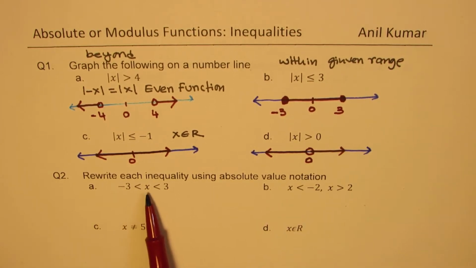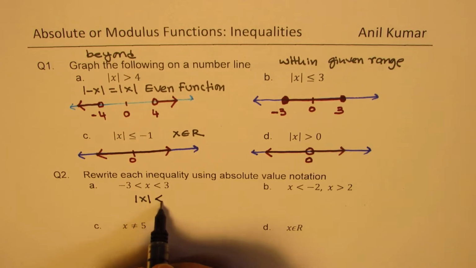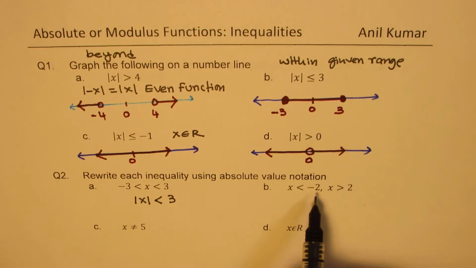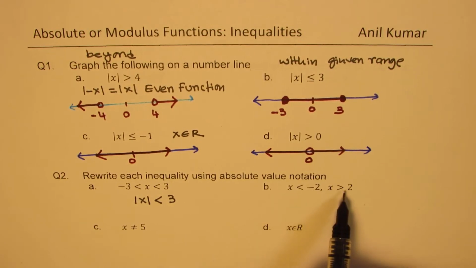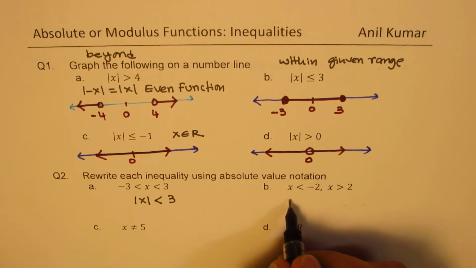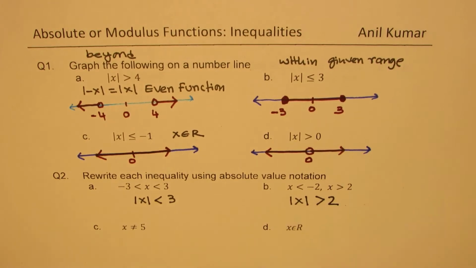Now the value of x is in between plus and minus 3. So using this notation of modulus value or absolute value, we can say that the absolute value of x is less than 3. Correct? So that becomes your solution. But if we say that x is beyond minus 2 and 2, which is x is less than minus 2 and greater than 2, in that case we can say the absolute value of x is greater than 2. Perfect. Now we are saying that the absolute value of x is not equal to 5.